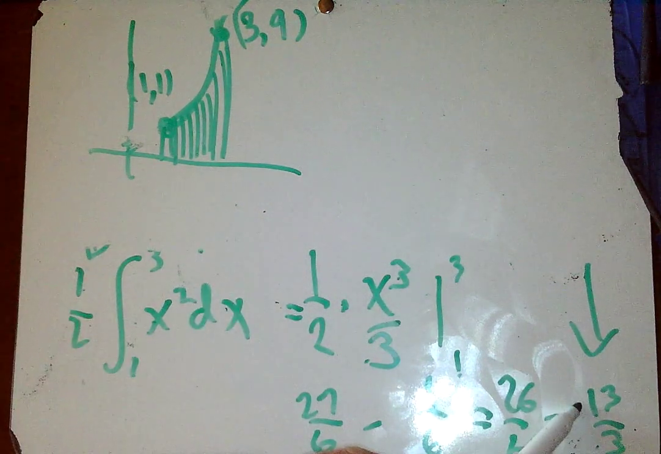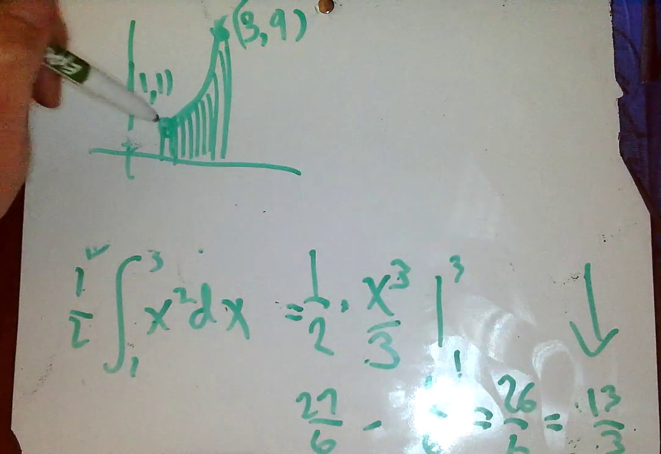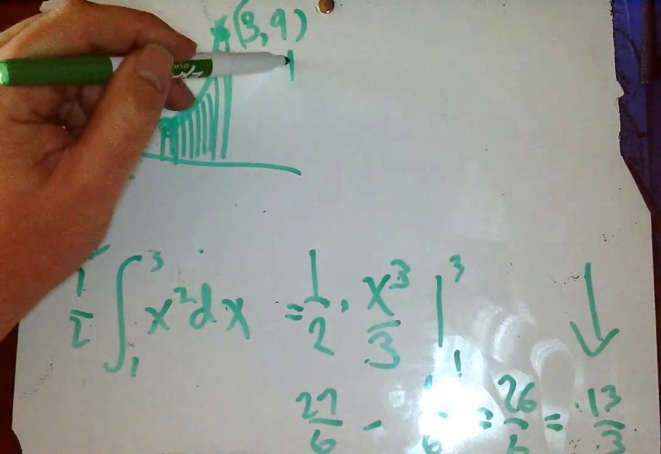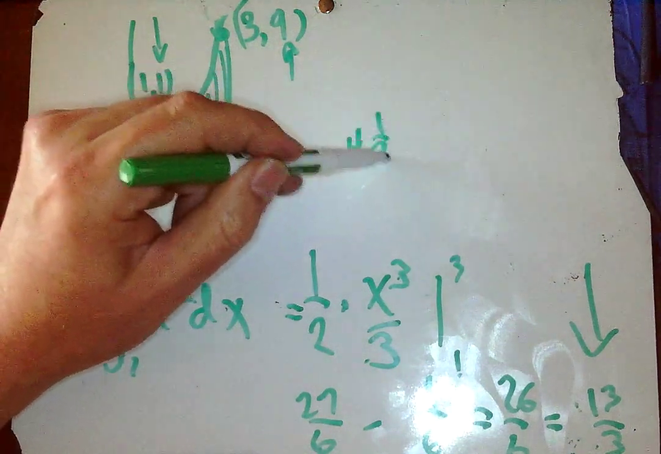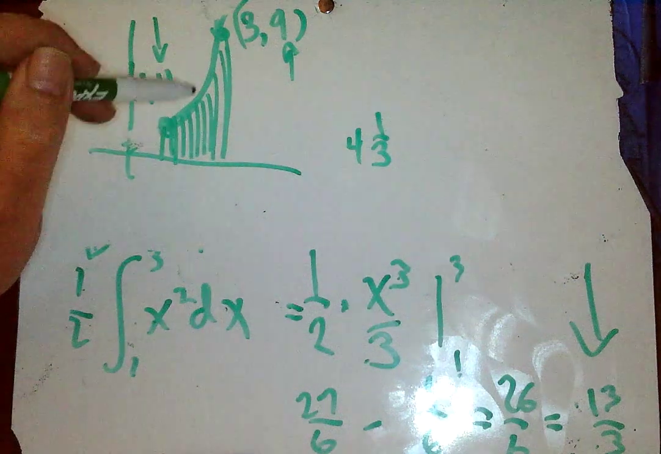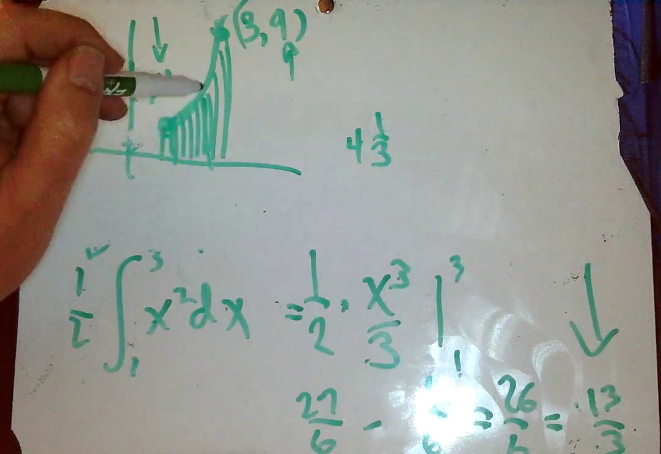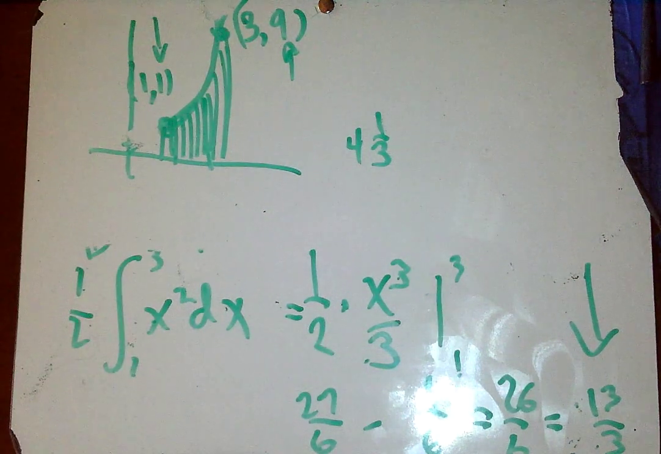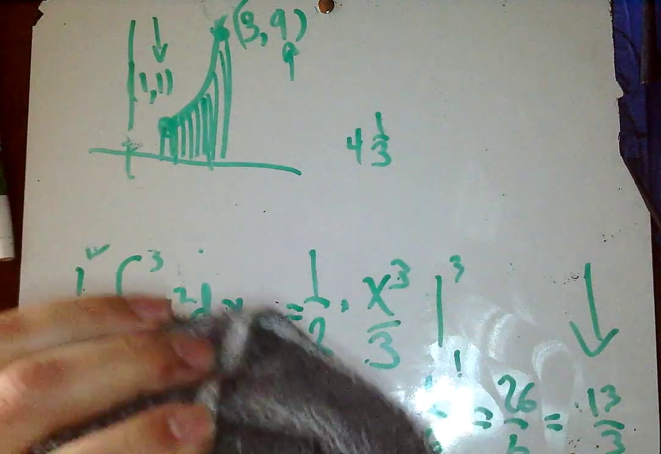3 goes into 13 4 times with 1 left over. 4 1/3. We're saying that the average of all the heights from this height of 1 to this height of 9 turns out to be a height of 4 1/3. Sure, I could believe that. That's about 4. I could think that the average of all those heights would be the same. In fact, let's consider this.